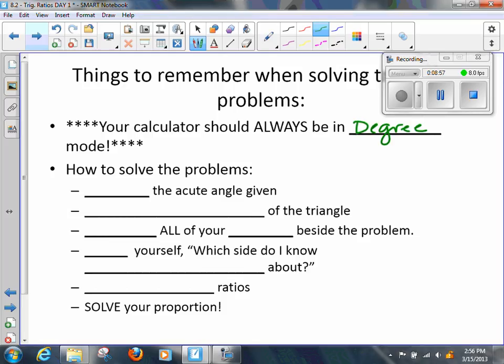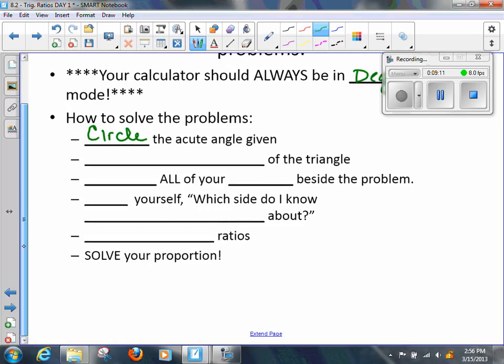How to solve the problems. Here are the steps that you're going to follow every single time, okay? You're going to circle the acute angle given. Do y'all remember how I circled that in that big triangle? I circled, circled, circled. You're going to do that every time, okay? The second thing you're going to do, you're going to label all sides of the triangle.